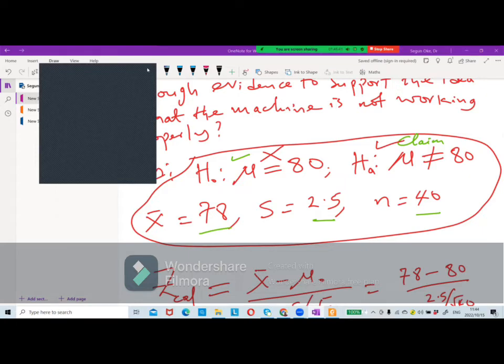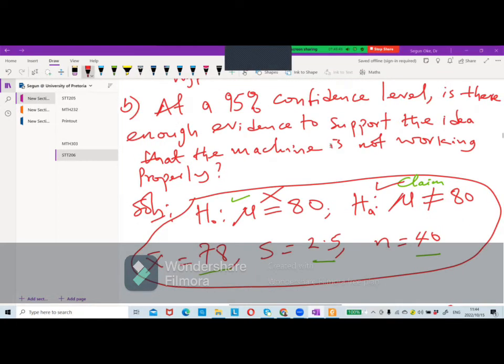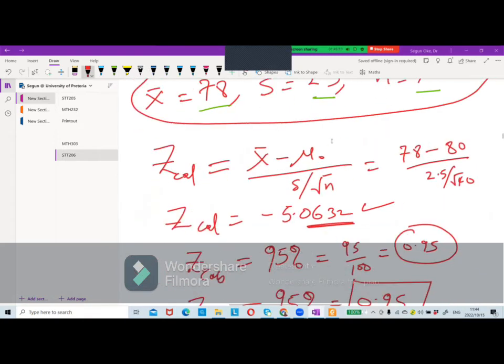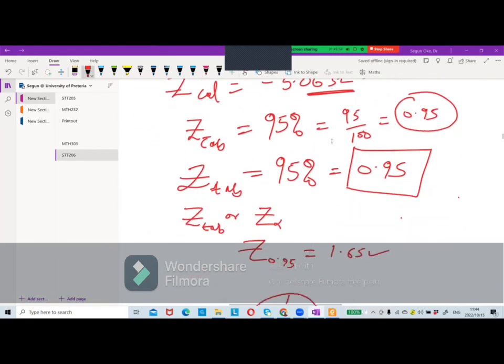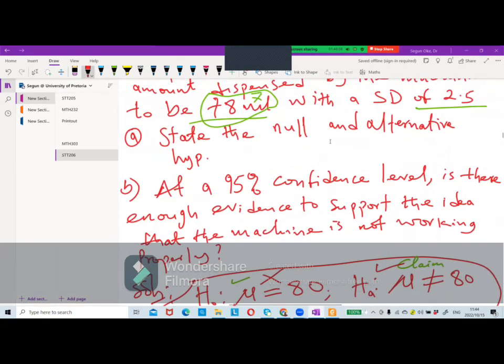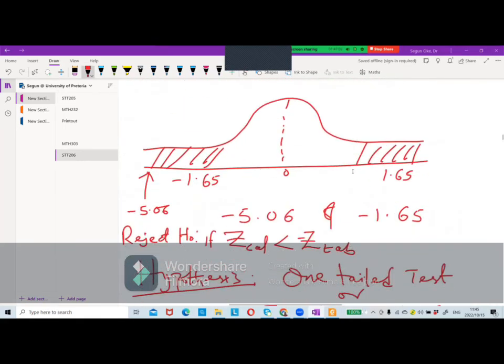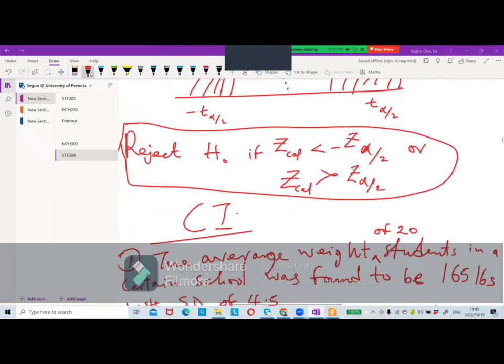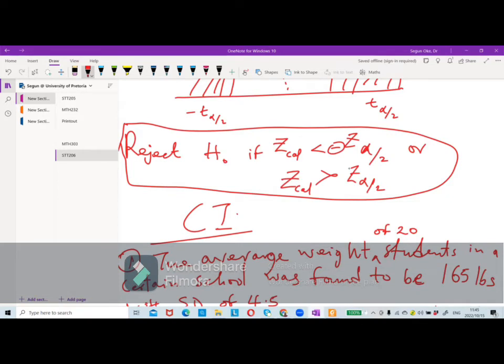Yes, Faith? Why are we using the minus 1.65 instead of the 1.65? You can use both. Let's use the second one. They said Z calculated greater than Z with positive. Remember, positive and negative is just the direction that's different. It's still 1.65. Am I communicating?